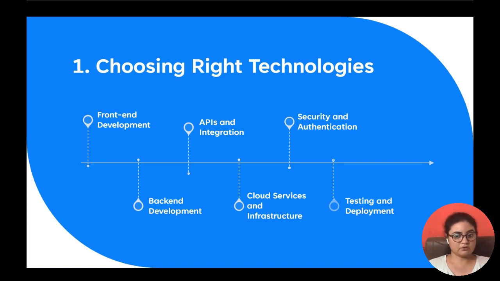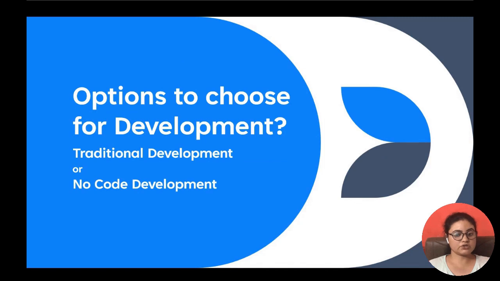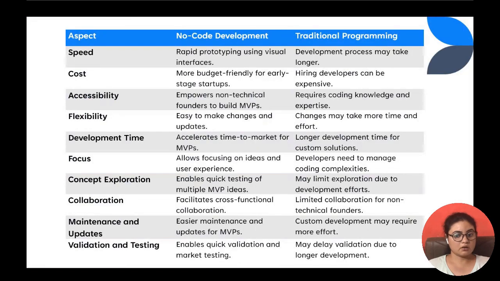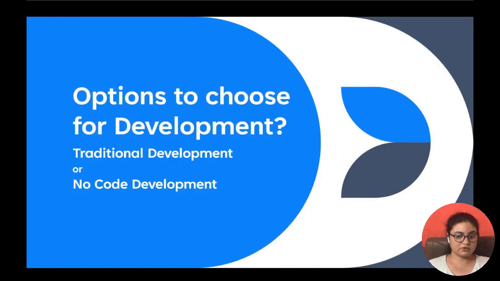The development can be done through traditional development or no-code development. Traditional development involves writing code manually to create software applications, including MVPs. It requires specialized tech skills and knowledge of programming languages and frameworks. No-code development refers to the creation of software, websites, or MVPs without the need for traditional coding. No-code platforms provide visual interfaces, drag-and-drop functionalities, and pre-built components, making application building more accessible and user-friendly.